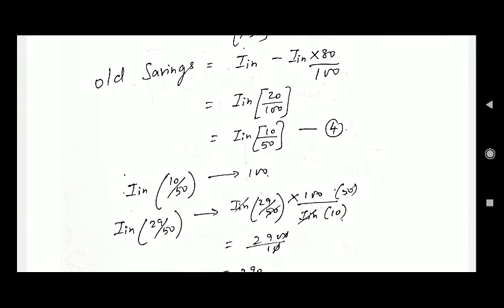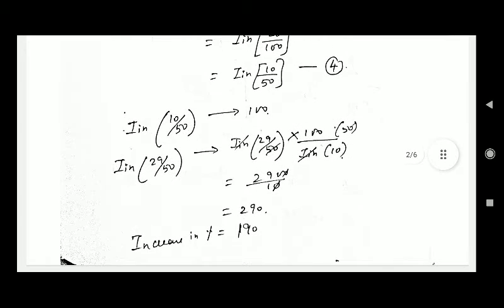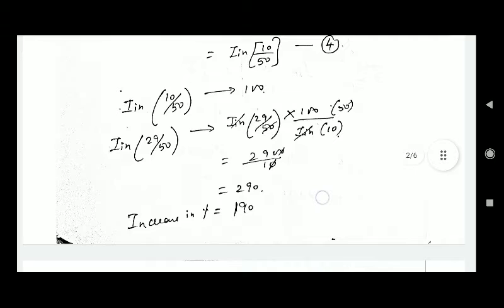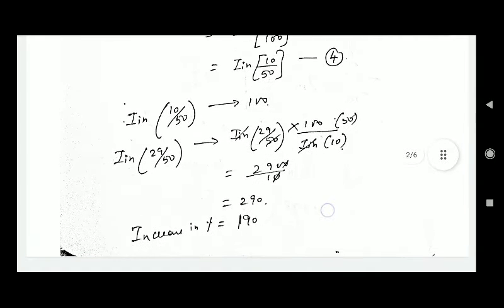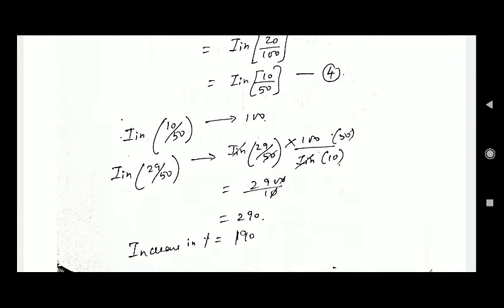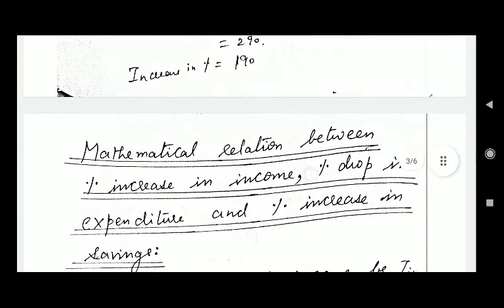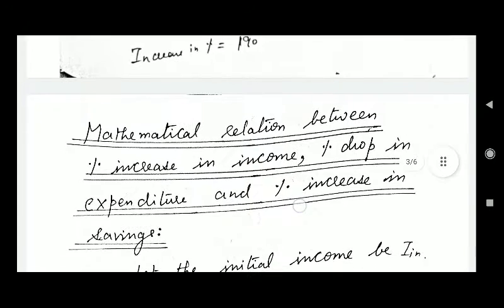So when the old savings is given a yardstick of 100, the new savings will be found out to be 290. That means there is an outright percentage increase of 190. Now we are quite aware that solving by this method is quite tedious. So we are going to find a shortcut formula.